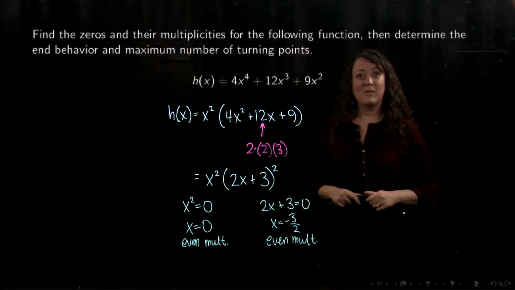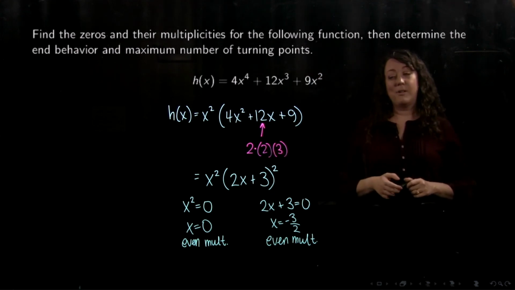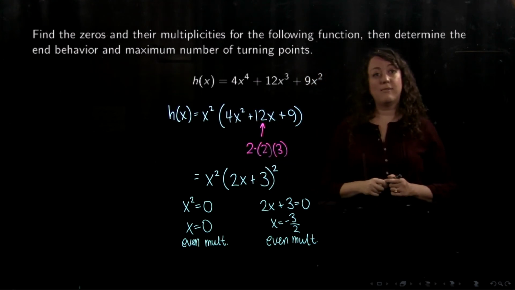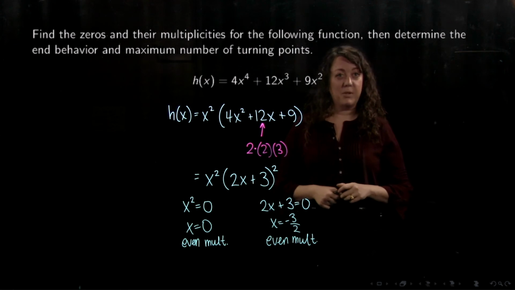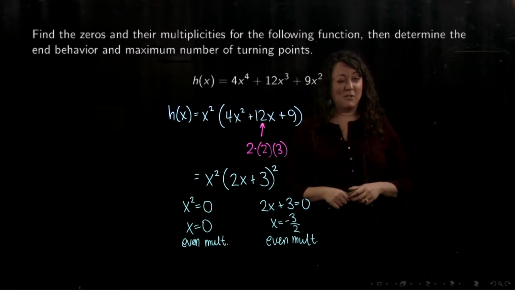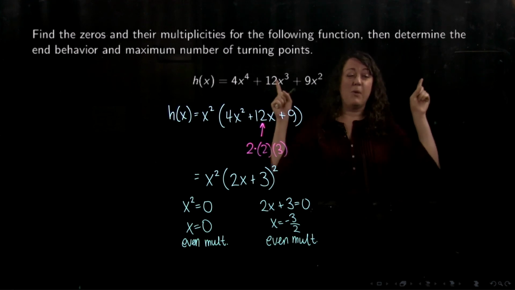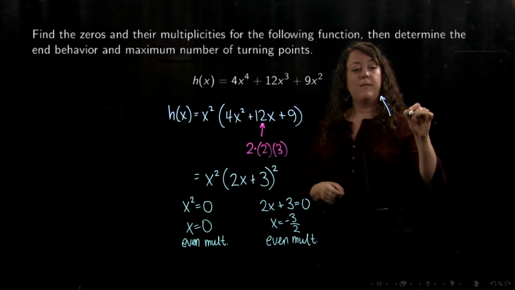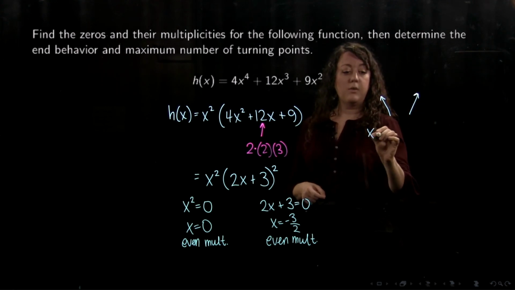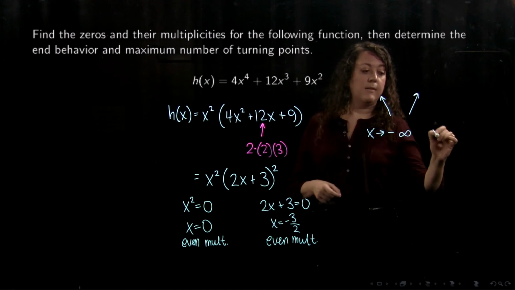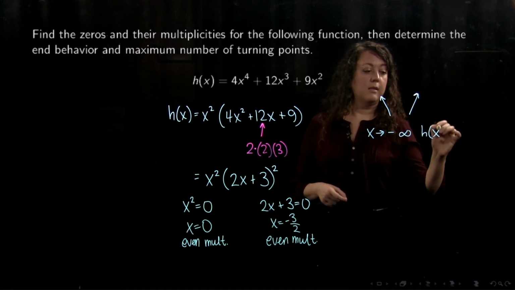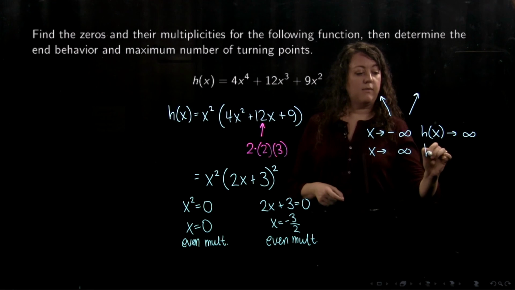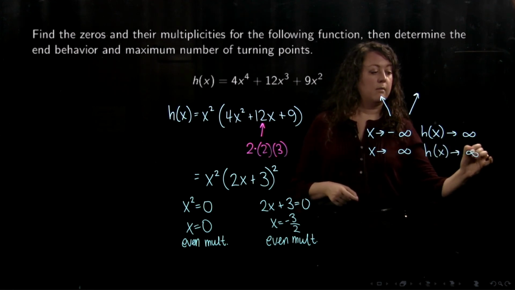Okay, so how do we answer the rest of these questions? Well, the next question is the end behavior. This is an x to the fourth graph. The original equation says x to the fourth. X to the fourth graphs have even degree end behavior, which means they're either both up or they're both down. In this case, because it's a 4 up front, my end behavior are both going to be up. As x goes to the left, negative infinity, h of x is going to positive infinity. As x goes to the right, or to positive infinity, h of x is also going to positive infinity.